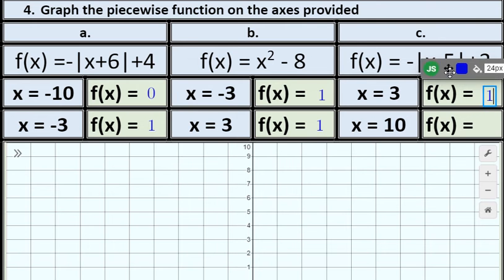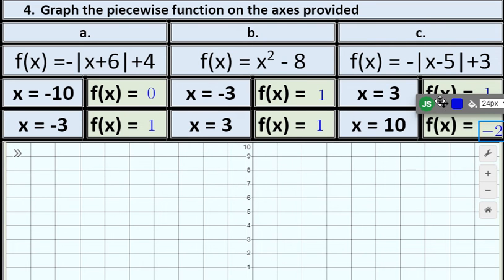And 10 minus 5 is 5. And the absolute value of 5 is 5, but I have the negative, so it becomes negative 5. 3 minus 5, or negative 5 plus 3, is negative 2. So the only problem is we have two absolute value functions and a quadratic. So I can go down and plot these points. What I can't do is just connect dots because these are not linear functions.